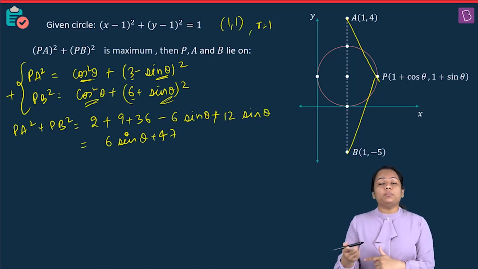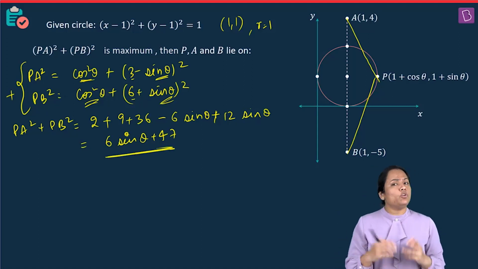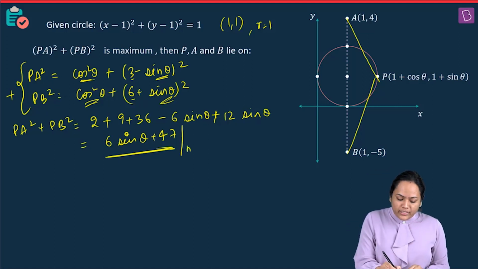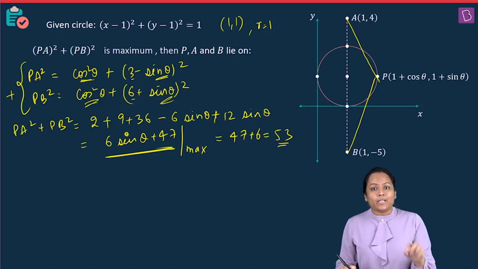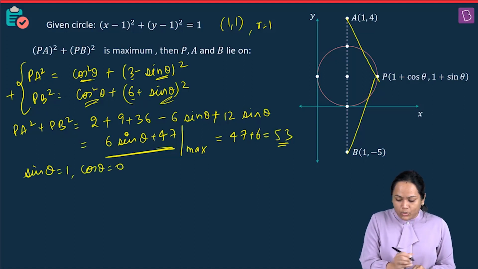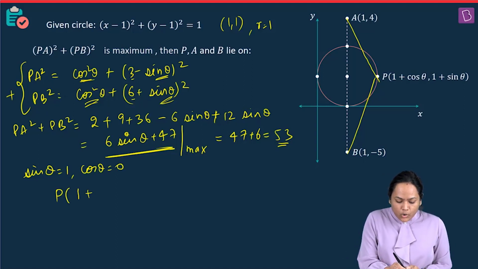Okay, so now I have to make it maximum, which is indeed very simple. What is maximum value of sin theta, guys? Well, that is 1, right? So that means I can say that 47 plus 6 sin theta maximum value will become 47 plus 6, which is coming out as 53. And when this is happening, since my sin theta will be 1, my cos theta is going to become 0. My point P coordinate is going to become 1 plus cos theta, that is 0, comma 1 plus sin theta, that is 1, which is nothing but 1, comma 2.